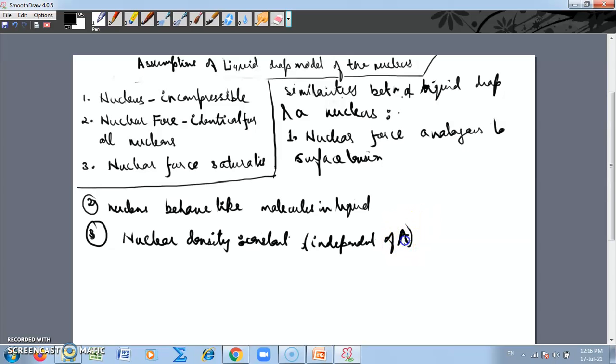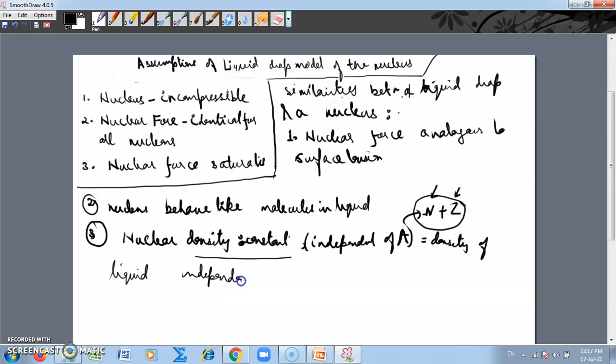What does A determine? A is equal to N plus Z. That means the number of protons plus the number of neutrons, so this is the sum of all the particles inside the nucleus. That means even though the number of particles increases, the nuclear density is a constant. So this is similar to a liquid, where whether it's a small drop or a big drop, the density of a liquid is independent of drop size.